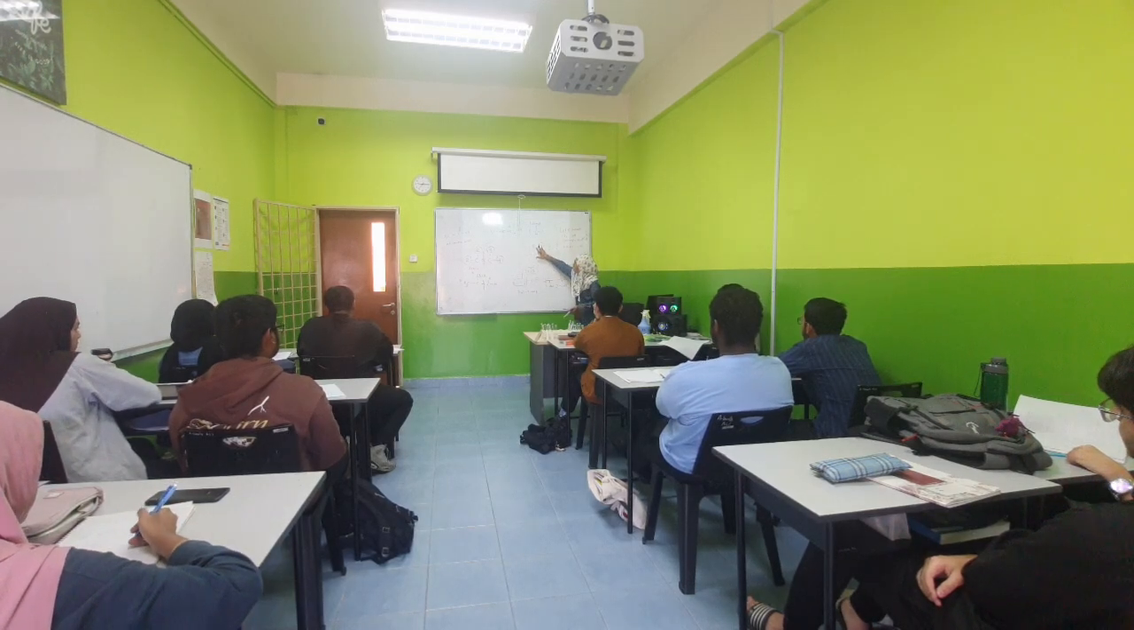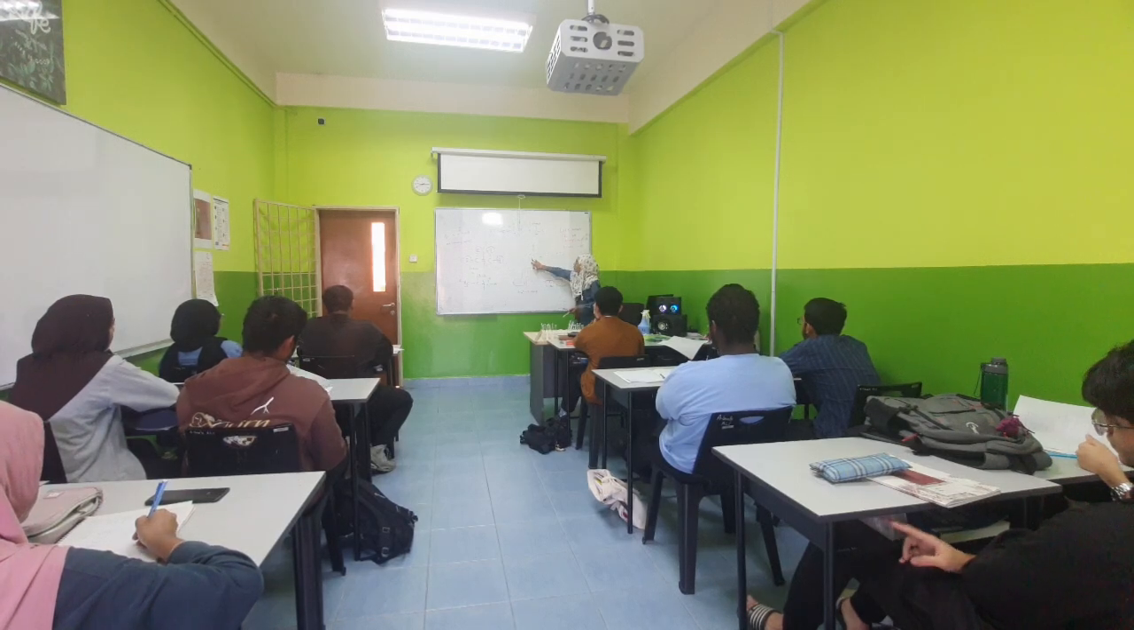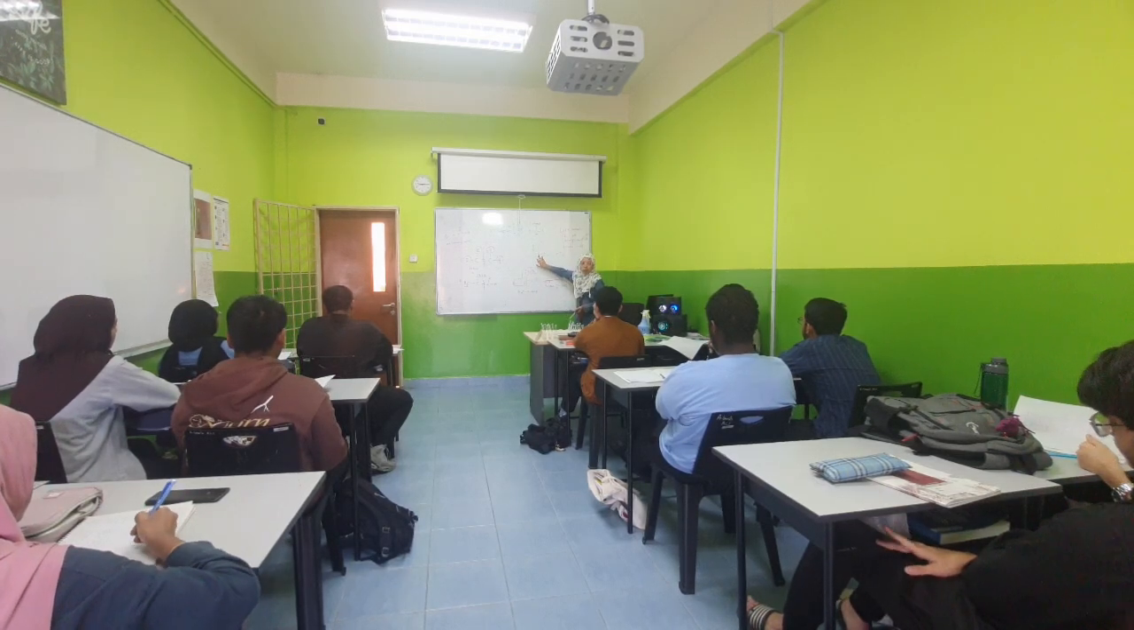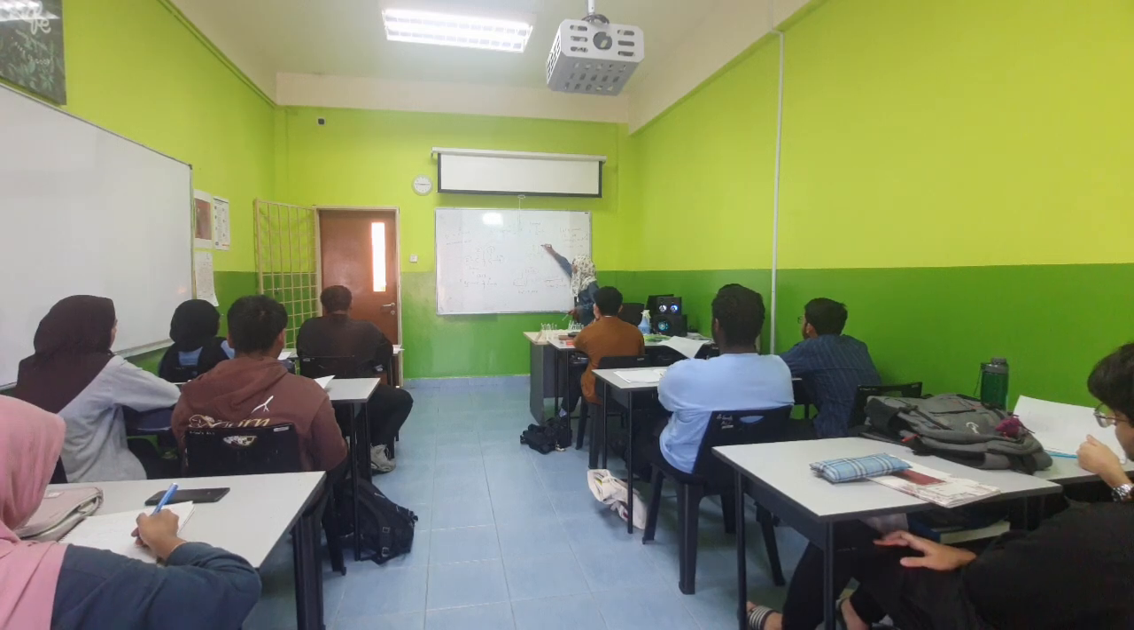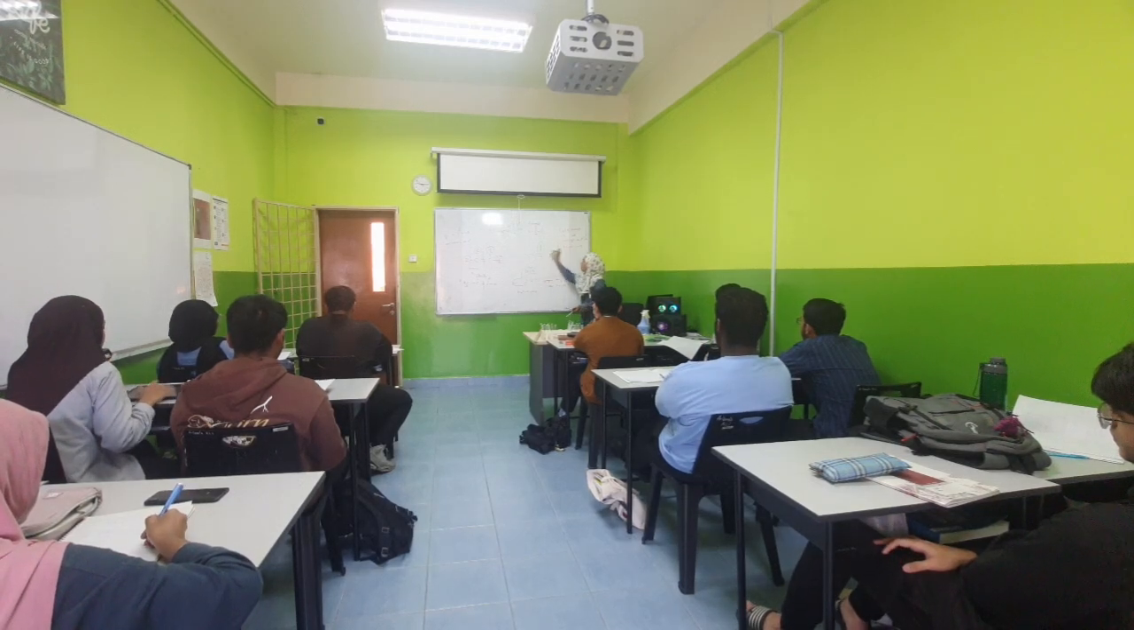If C double bond O is located at the second carbon, the name becomes hexan-2-one. If it is located at the third carbon atom, the name becomes hexan-3-one. Okay? So go back to this question.